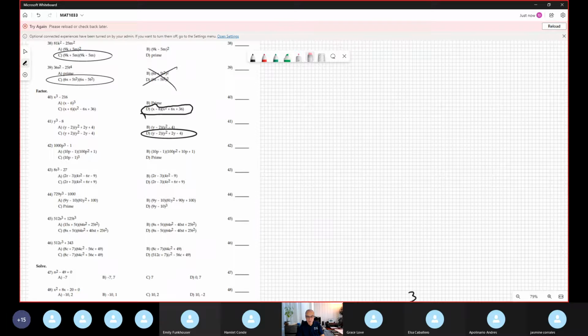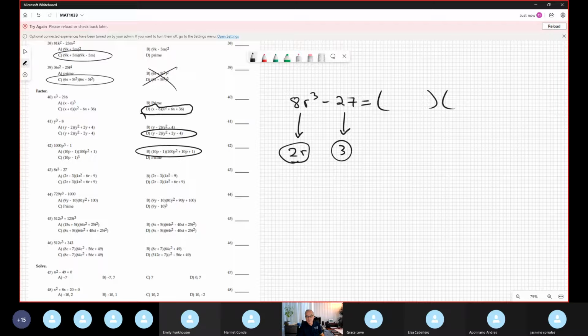So we erase this, we erase that. Next problem, I suppose the answer was B. Suppose 43 is 8r cubed minus 27. Again, identification: difference of cubes. Automatically you compute the cubic root: this is 2r, and this is 3. This is my A, and this is my B. I plug it into my formula, and that's it.